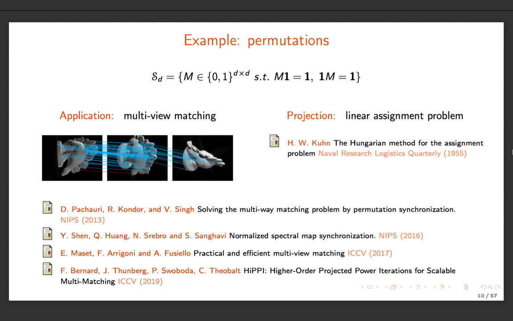The spectral solution has also been applied to permutation synchronization, which finds application in multi-view matching, as shown in the figure. A permutation matrix has exactly one non-zero entry in each row and column, and these non-zero entries are all equal to 1. In this case, the final projection step is a linear assignment problem.